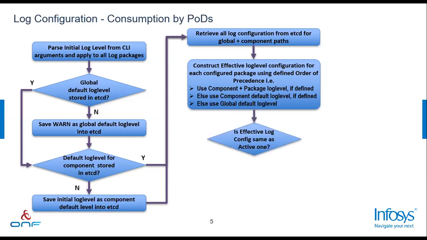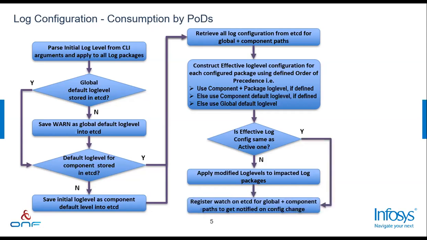Then whatever effective log level configuration has been constructed, it will check if it is the same as the active one by retrieving the active configuration from the logging module for each package. If it is not, it will apply the modified log levels to the impacted log packages. But if it is the same, it will just skip that step and probably log a debug message that it is the same. And after that, it will start watching for any changes on global and component log paths to get notified of any config change.